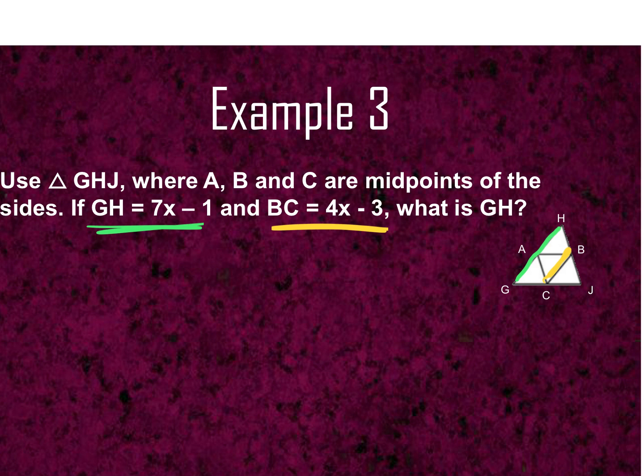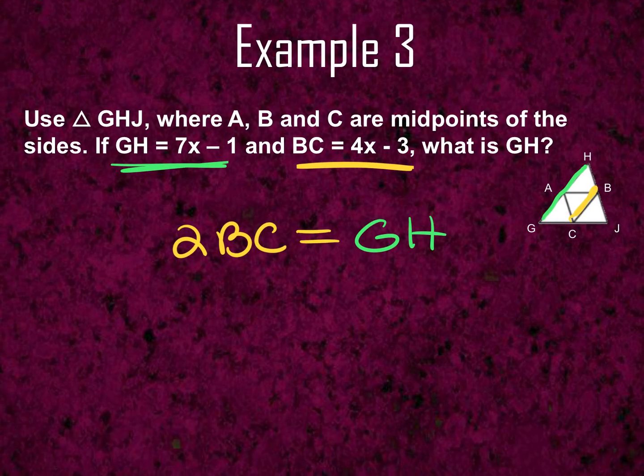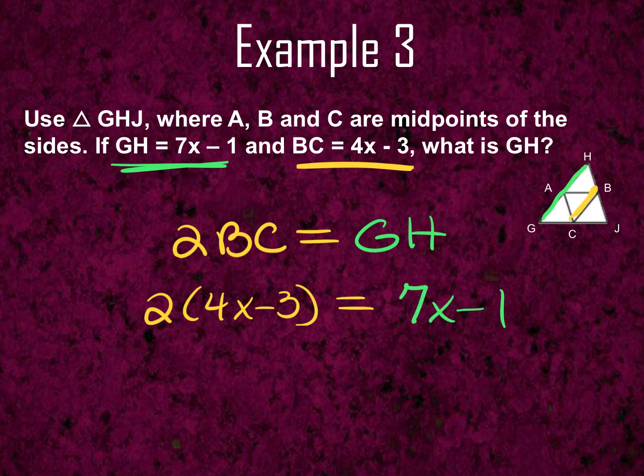Well, I know that if I take the midsegment, BC, and if I times it by 2, it's going to give me the length of the side of the triangle. Now, I could have also taken my side of the triangle and multiplied it by a half. But if I do that, I'm going to get a fraction. So it's easier to multiply the midsegment by 2 than to divide the side of the triangle by 2, unless they're even numbers. So I'm going to take my BC value, which is 4x minus 3, multiply it by 2, and set it equal to 7x minus 1.